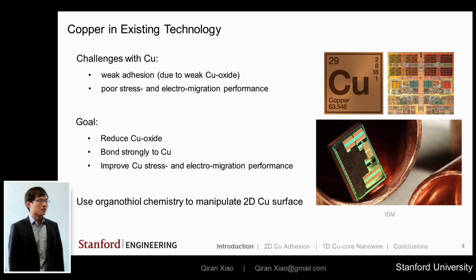The second challenge that copper faces is poor stress and electron migration performance. Stress or electron migration refers to the phenomenon where copper atoms migrate under either an external stress gradient or electric field, migrating from locations of high potential energy to low potential energy. These migrating copper atoms will create voids inside copper conducting lines, and eventually lead to open circuits, which corrupt your microelectronic device.